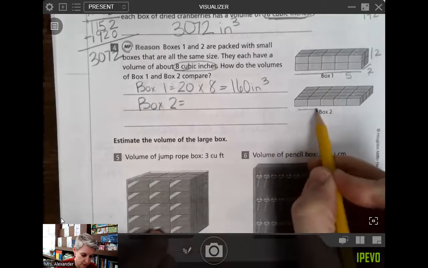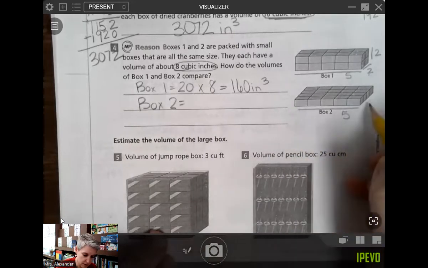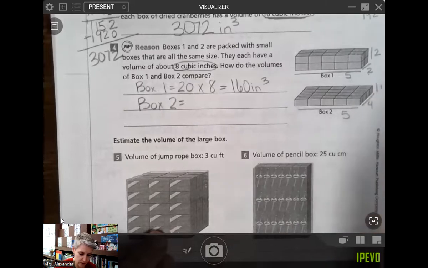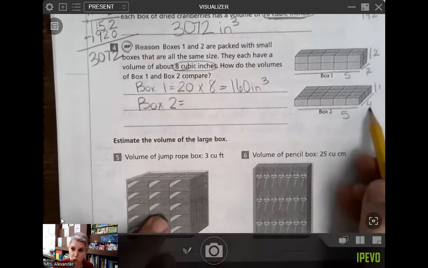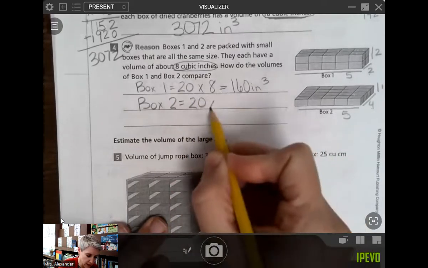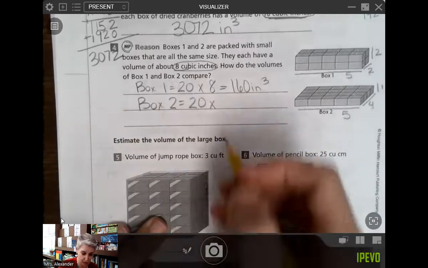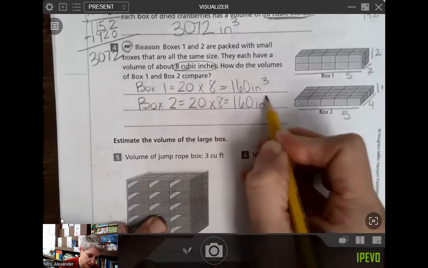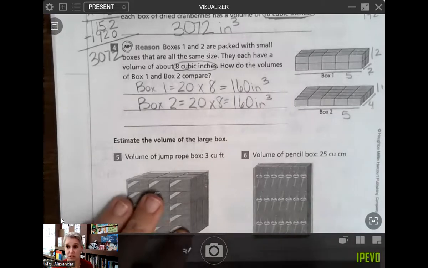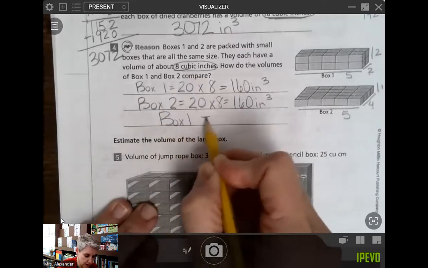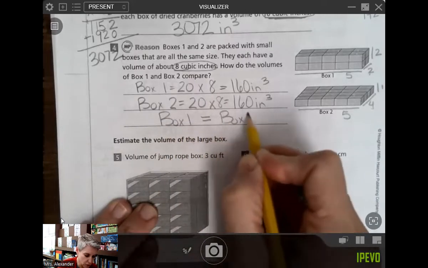For box two, I have five in the front. There are four rows and one layer. 5 times 4 is 20. 20 times 1 is 20. Again, each of those boxes has a volume of 8 cubic inches. So when I multiply, I get 160 cubic inches. So I could say box one is equal to box two when I compare them.